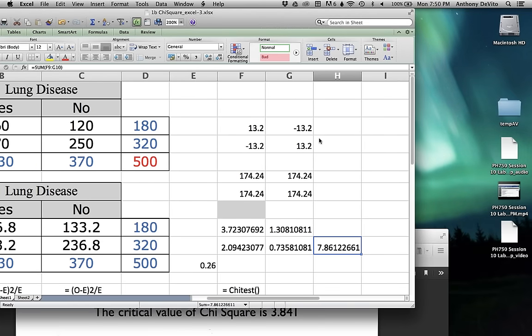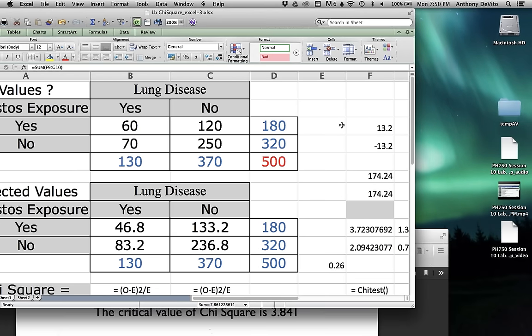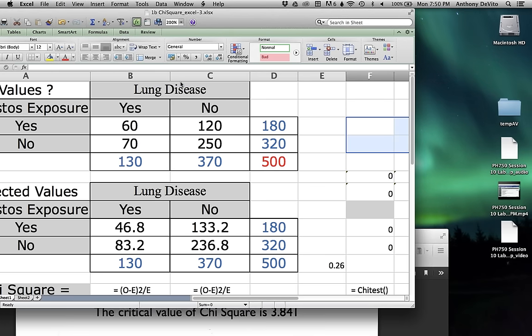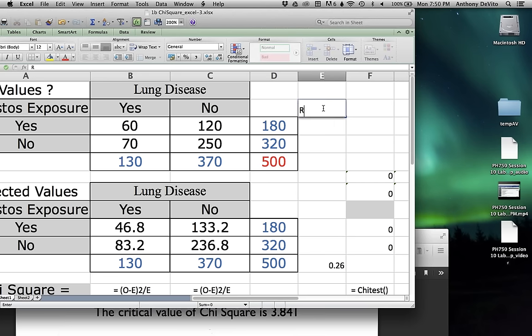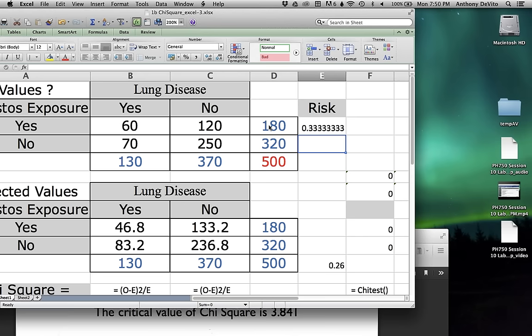At any rate, that's what we're looking at when we talk about chi-square. Now I just want to bring up one other thing. When we look at contingency tables like this, we sometimes look at something called risk. What's the risk of getting lung disease if you're exposed to asbestos? The risk, as we define it, is the number of people that got lung disease that were exposed to asbestos over the total number of people that were exposed. So the risk is 33%, 0.33.